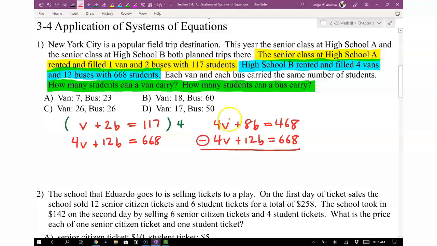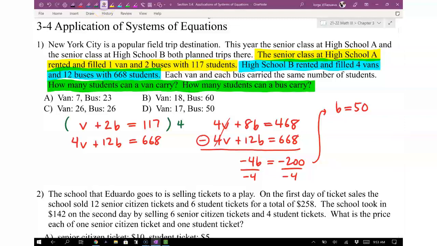4v minus 4v cancels. 8b minus 12b is negative 4b. And 468 minus 668 is equal to negative 200. So if I divide both sides by negative 4, I'm going to get b equals 50. So how many students can a bus carry? 50 students, right? Now I just got to figure out how many the van can carry.